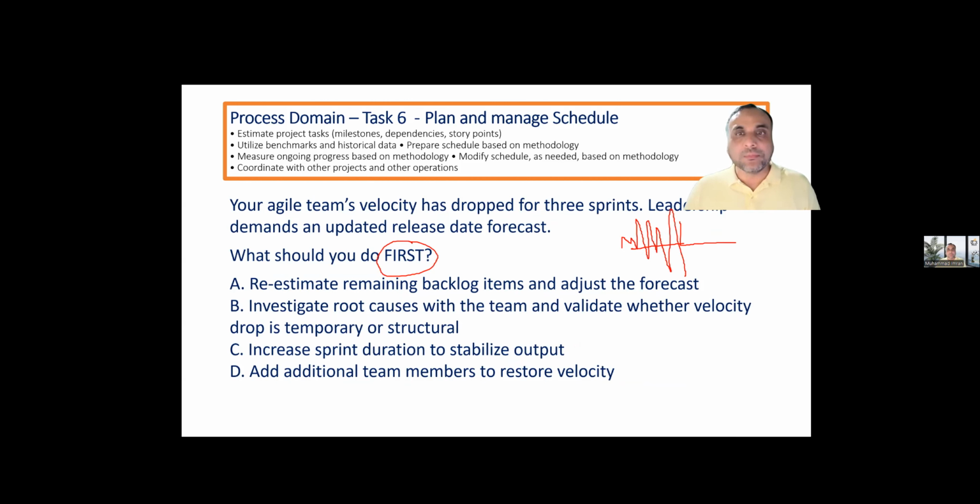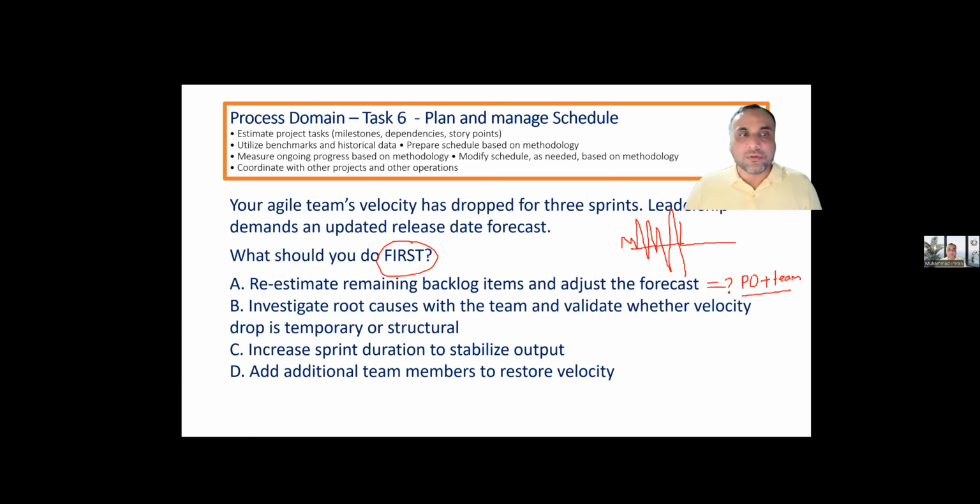If you are working in an Agile project, is it your task? Whose task is this? Product owner is there for the backlog, and the product owner will sit with the team for estimation, where they can use planning poker or other estimation techniques to estimate it. So we know by rule it's not possible for me as a project manager or as a team lead. Your agile team means you are the team lead. Investigate root causes with the team and validate whether velocity drop is temporary or structural.